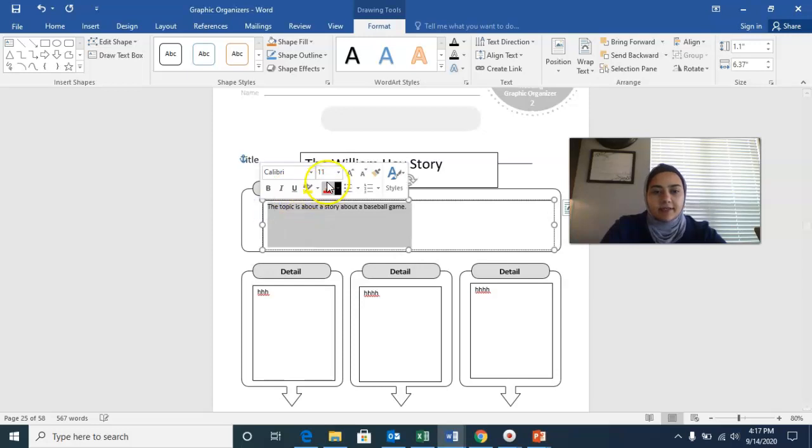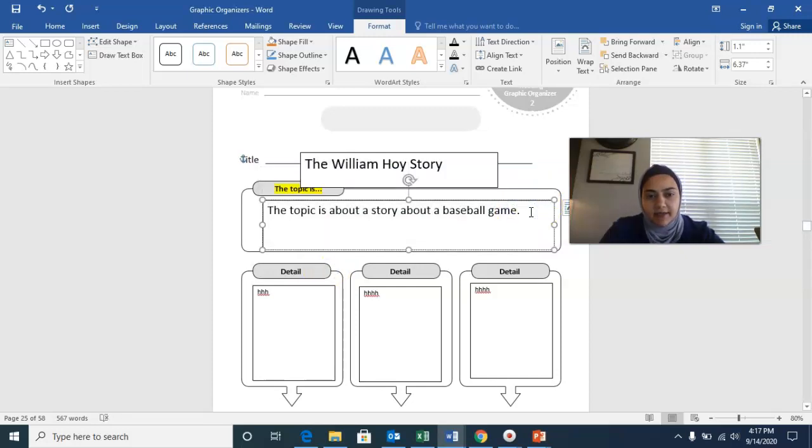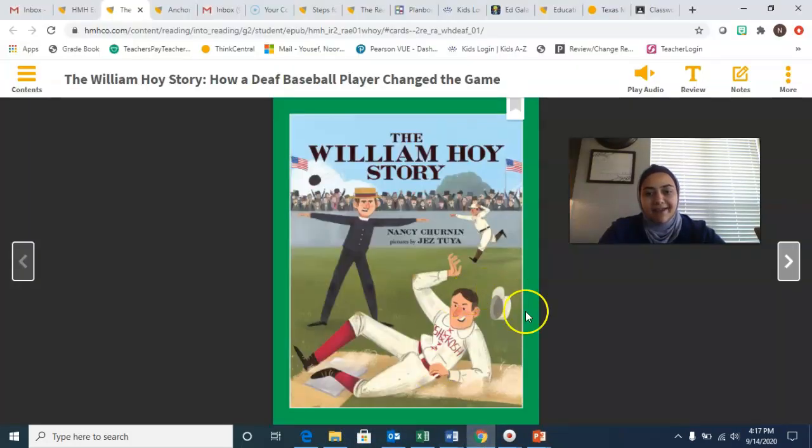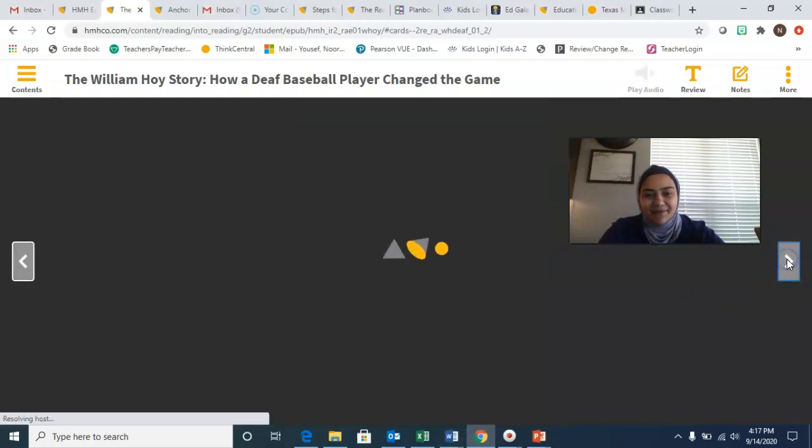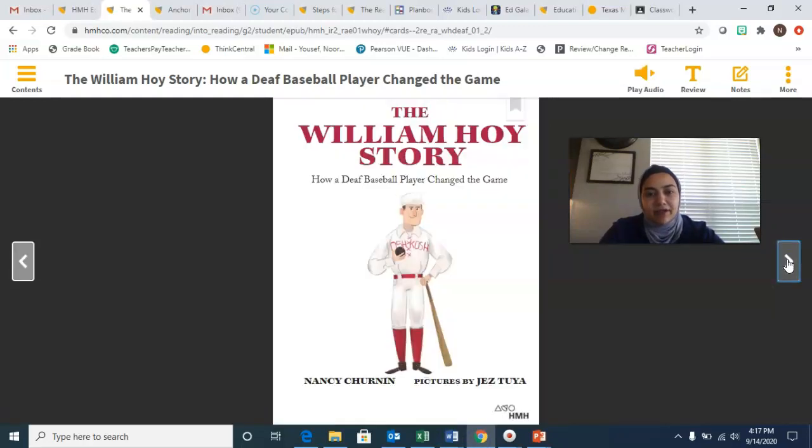I'll make that bigger because I know it's probably hard for you to see. All right, we may go back and change that later as we read, right? Because we're not sure what the topic is. We haven't read it yet. But based on what we looked at, the cover, that's what we think it's about so far. So let's go ahead and start reading the story. The William Hoy story. How a deaf baseball player changed the game. So the topic is about a deaf baseball player and how he changed the game.